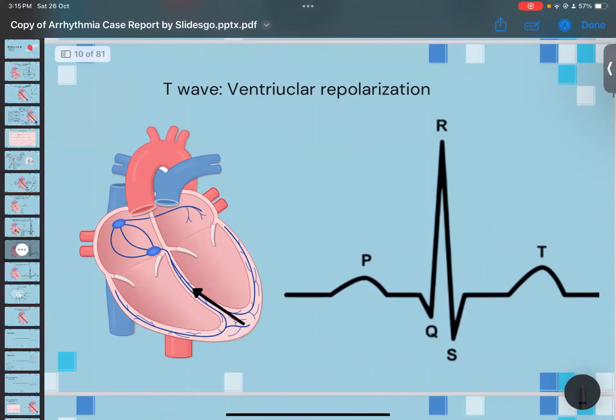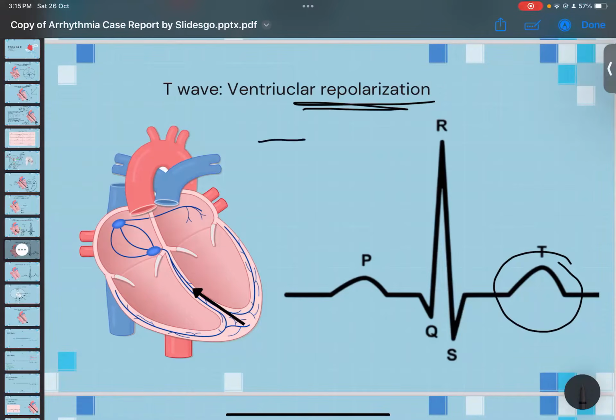And then the T wave is when the ventricular repolarization happens. The atrial repolarization is actually hidden within the QRS complex, so that's why you're only able to visualize the ventricular repolarization. And what did I say for repolarization in particular?